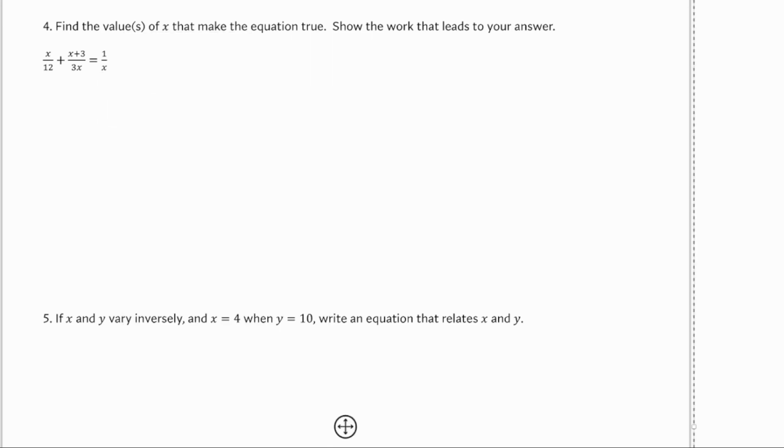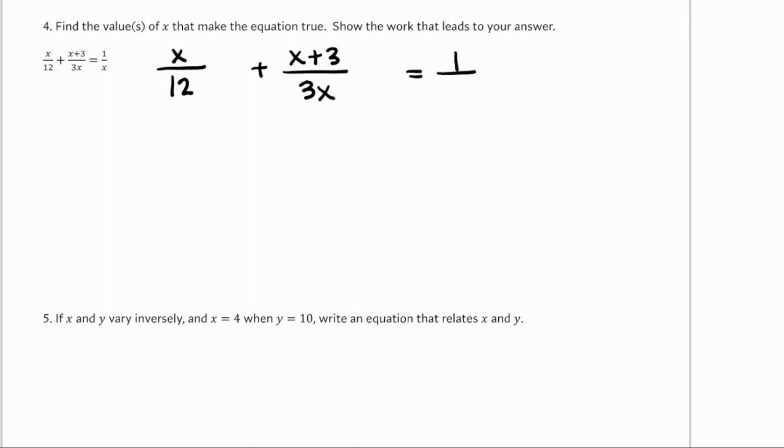That would be 12x. Alright, so x over 12, I'm going to need to multiply that by something, plus x plus 3 over 3x, also going to need to multiply that by something, equaling 1 over x. So I guess all 3 of these are going to need to add on. So I'm going for 12x in the denominator, so I need an x on the first thing. The second thing, I would need a 4 to get from 3x to 12x, and then on the third thing I would need some 12s.